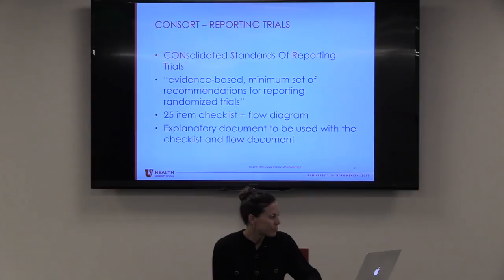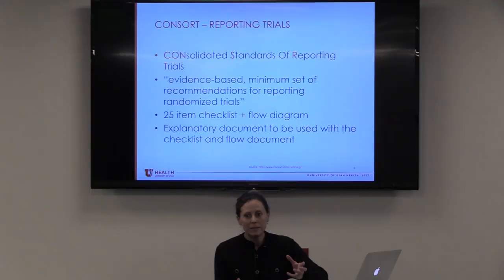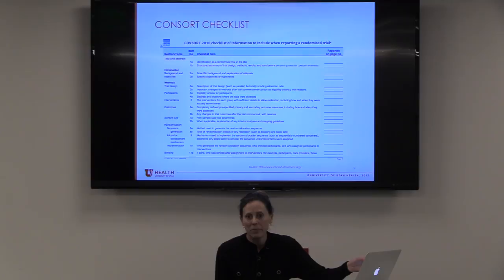So CONSORT defines guidelines for reporting trials. It stands for Consolidated Standards of Reporting Trials, and it's an evidence-based minimum set of recommendations for reporting randomized trials. So basically, you've probably seen this used in articles, used in journals. It's a 25 item checklist plus a flow diagram, and they do have an explanatory document that helps you learn how to use those. So this is the first page of the CONSORT checklist, and this is a very common format for this type of guideline, a checklist like this.